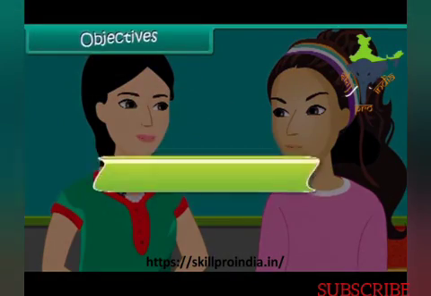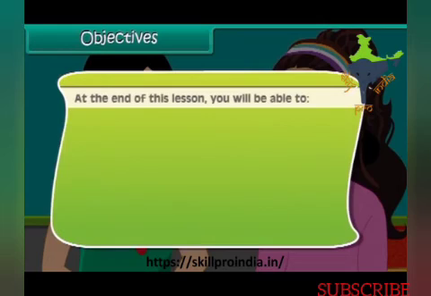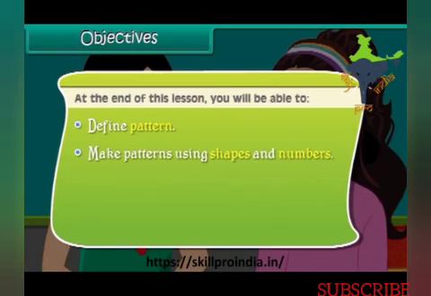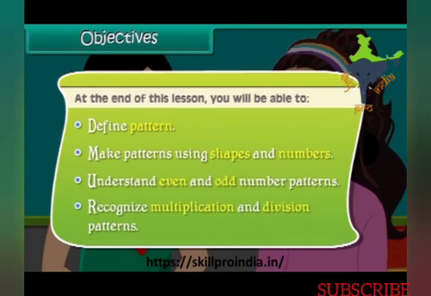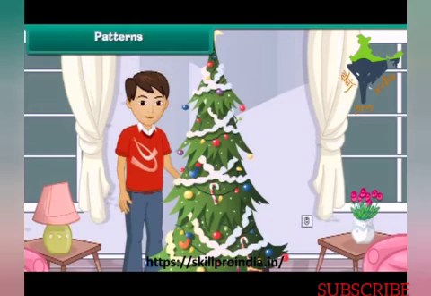Objectives. At the end of this lesson, you will be able to define pattern, make patterns using shapes and numbers, understand even and odd number patterns, recognize multiplication and division patterns. It's Christmas time and Sam is busy decorating his Christmas tree with lights. The bulbs in light series are red, blue, green and yellow. And again, the same colored bulbs repeat. They form a pattern.